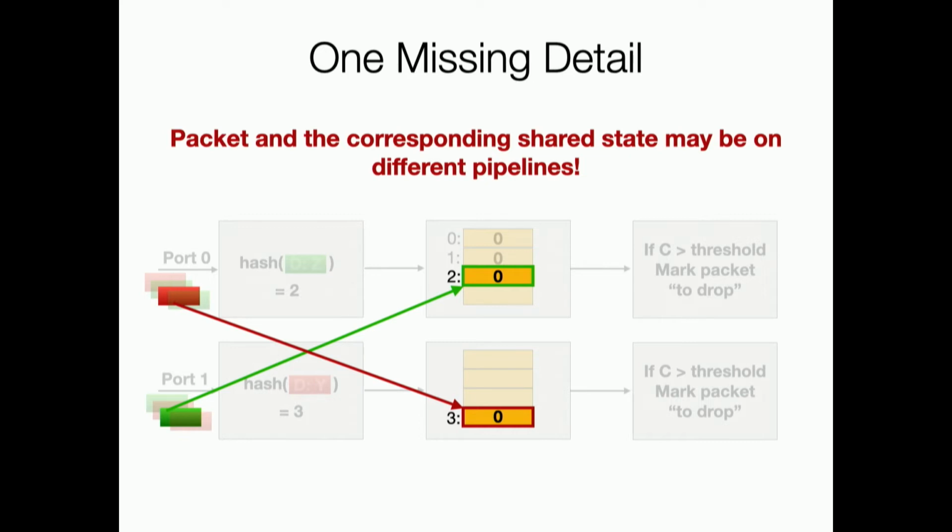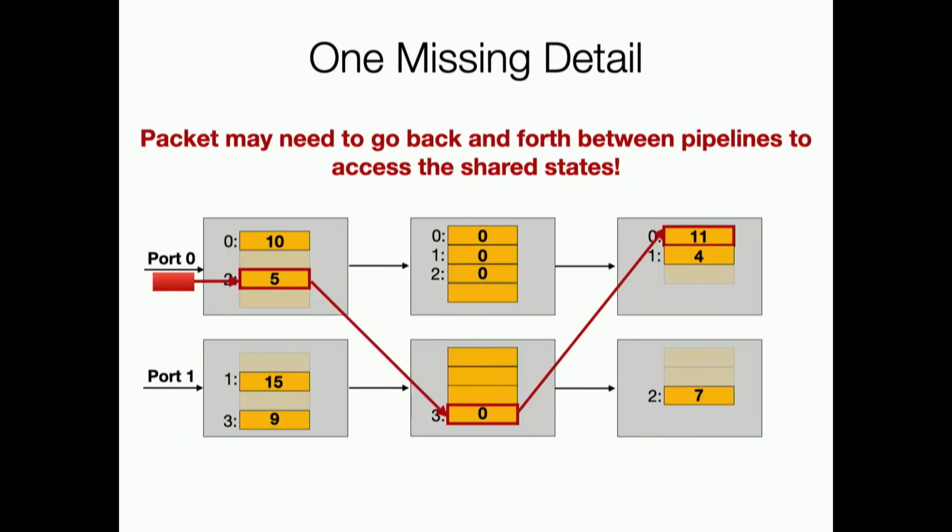In fact, you can just generalize it. For example, a packet might be accessing multiple different states, which can be sharded arbitrarily. And so the packet might have to go back and forth between multiple pipelines. That could very well happen, right? So how do you solve this problem?